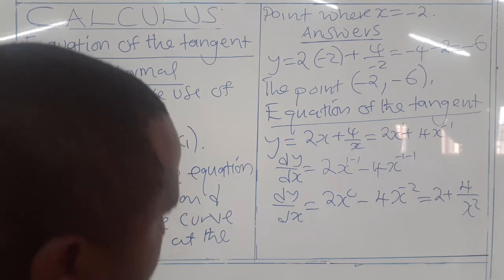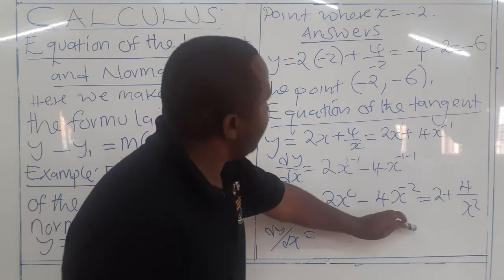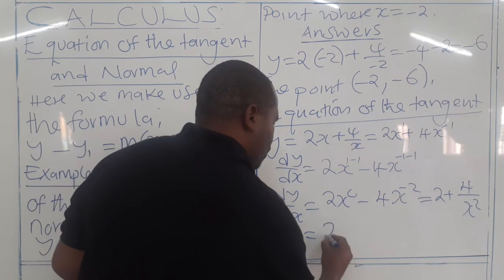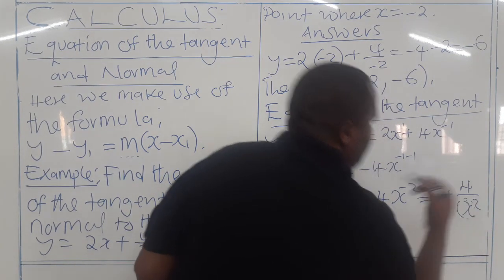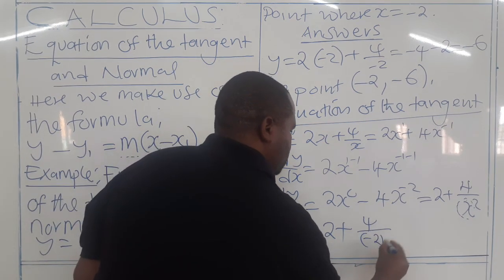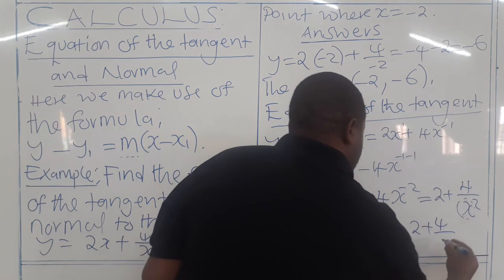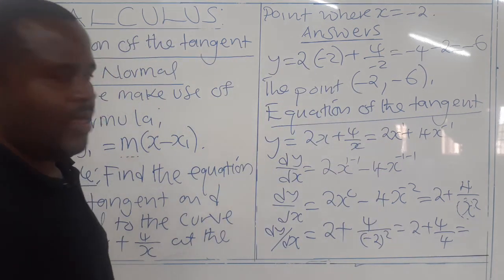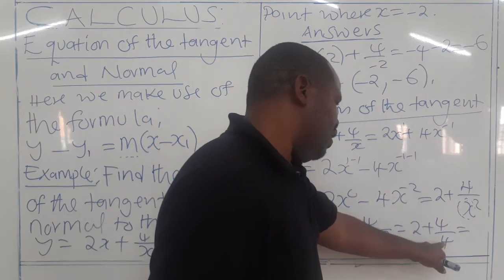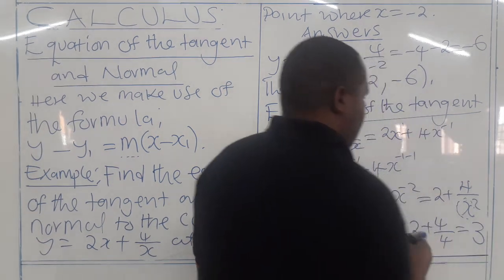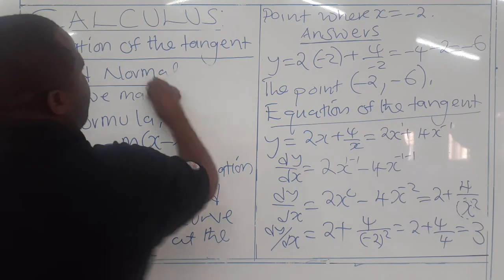So now we are going to say dy/dx is equal to, we are finding the gradient here at a point where x is negative 2. So we say 2 plus 4 divided by, where there's x, we put negative 2, so negative 2 squared. This is equal to 2 plus 4 divided by 4. 4 divided by 4 is 1. 1 plus 2 is 3. So that is our gradient.